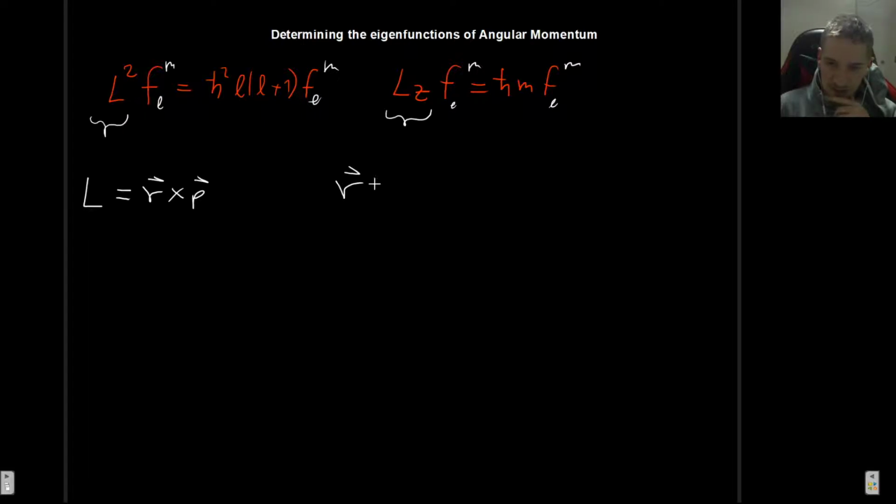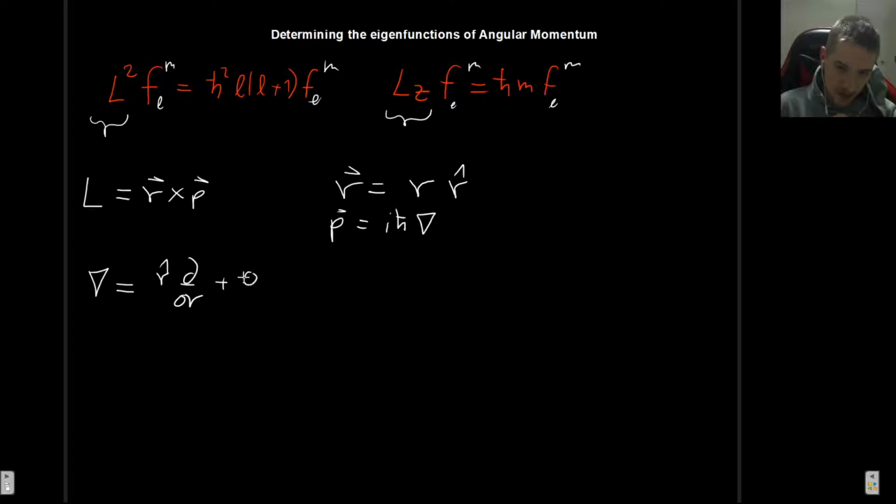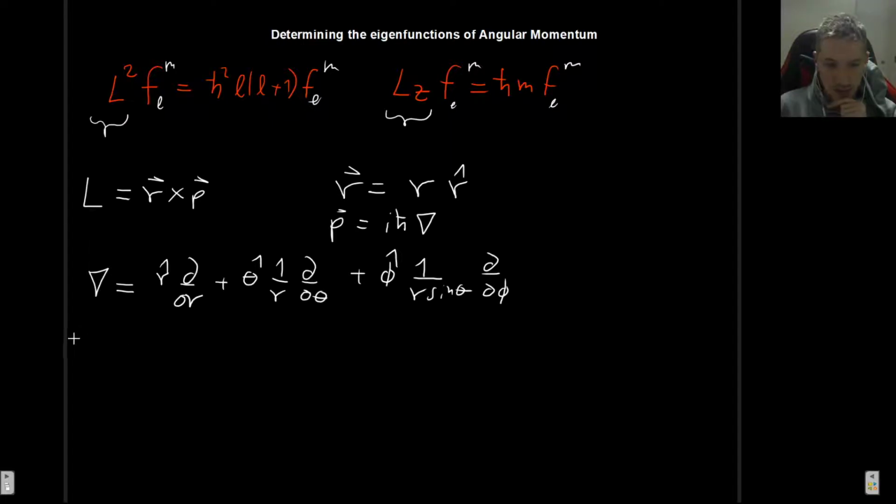So r, what is it going to be? r is going to be just whatever distance we're dealing with in the r hat direction. And what is the momentum going to be? The momentum is going to be i h bar nabla. And nabla we have to write in spherical coordinates. And this is r hat d/dr plus theta hat (1 over r) d/d theta plus phi hat (1 over r sine theta) d/d phi. So we have to go ahead and do this cross product.